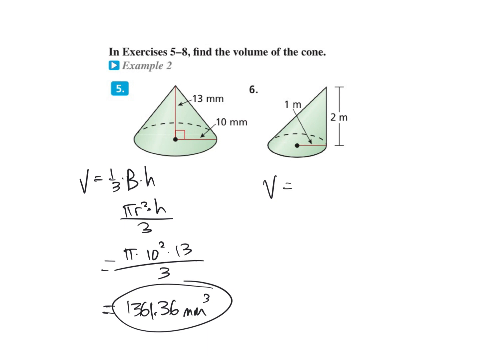Number 6, volume equals pi times the radius squared times the height, all over 3. 1 squared is 1, times 2 is 2, so 2 times pi, and then divide by 3. That's going to be 2.09 cubic meters.